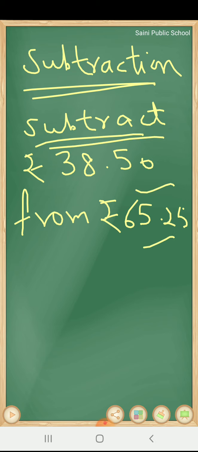In subtraction we will do it in the same way, but we have to remember which is the bigger number. For example, first of all we will write the units, rupees and paise. Now for subtraction we have to see which is the bigger number. Now you can see which is bigger.